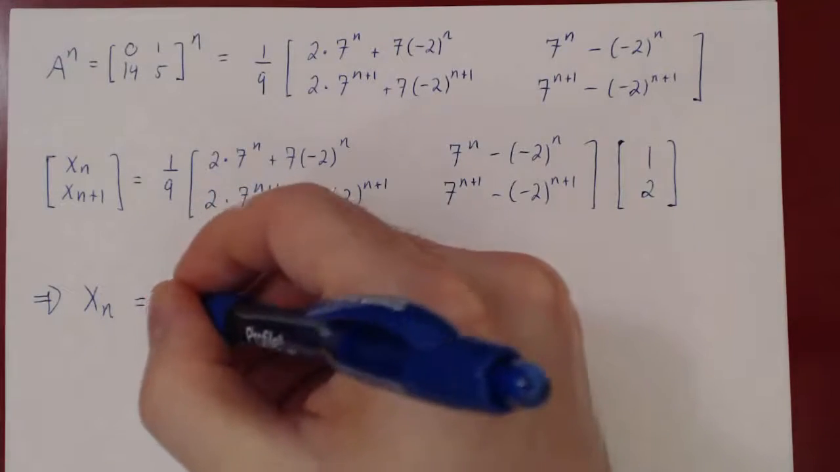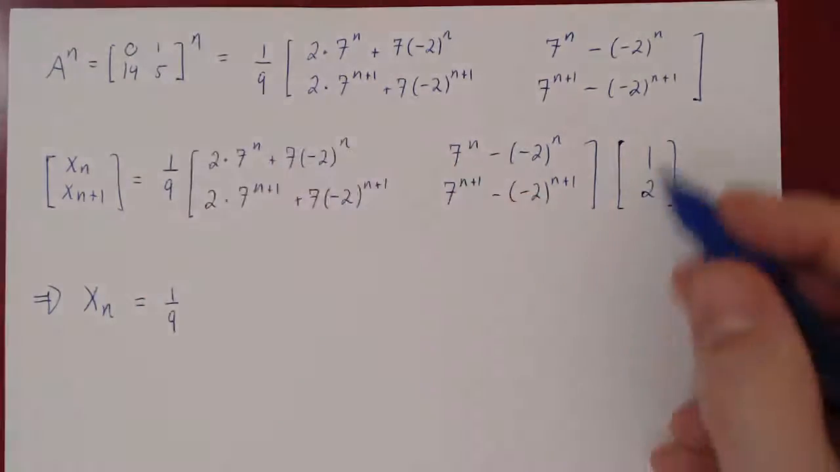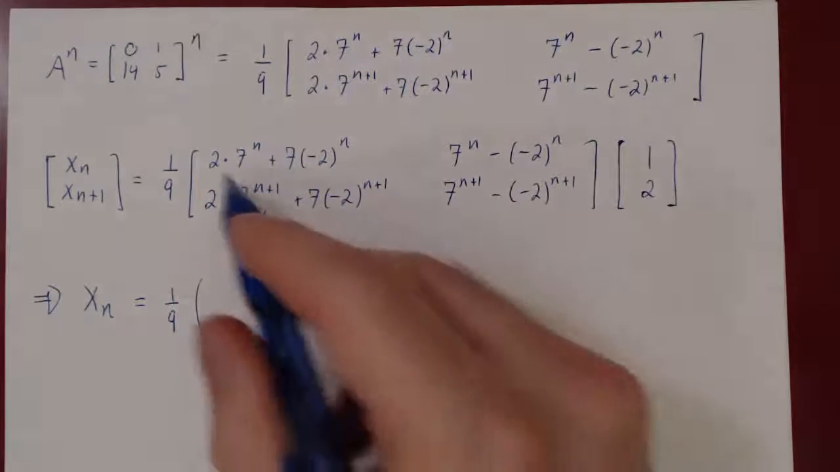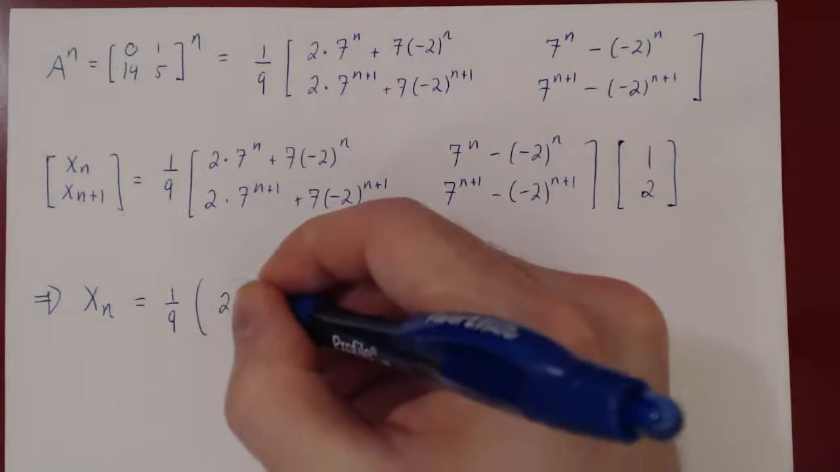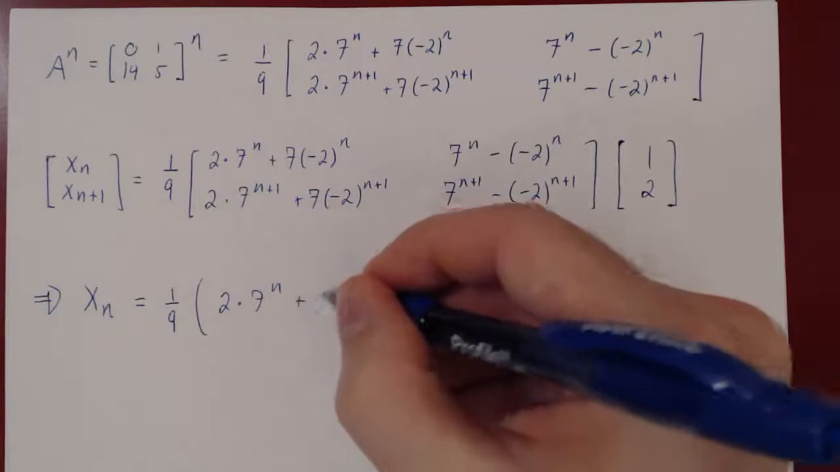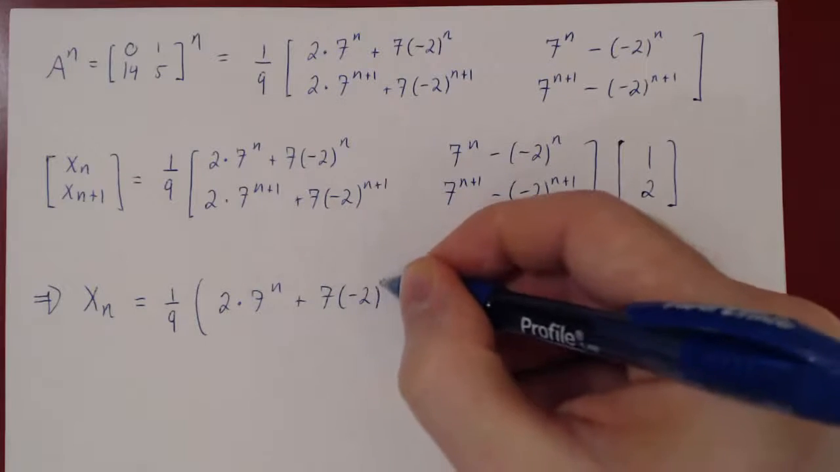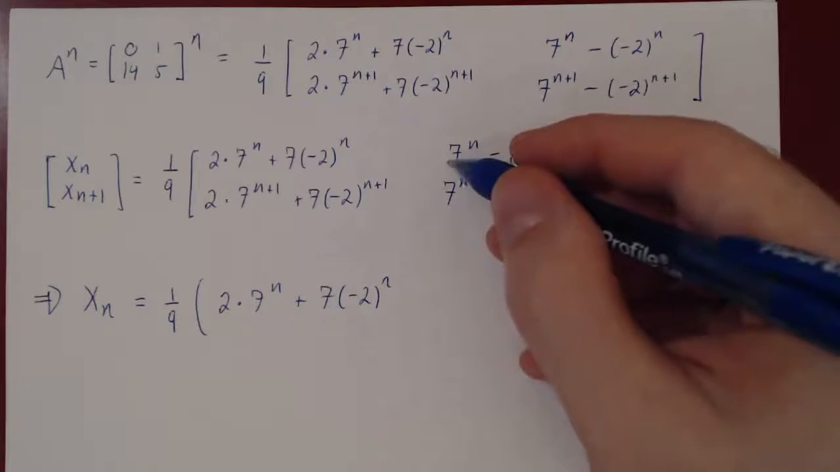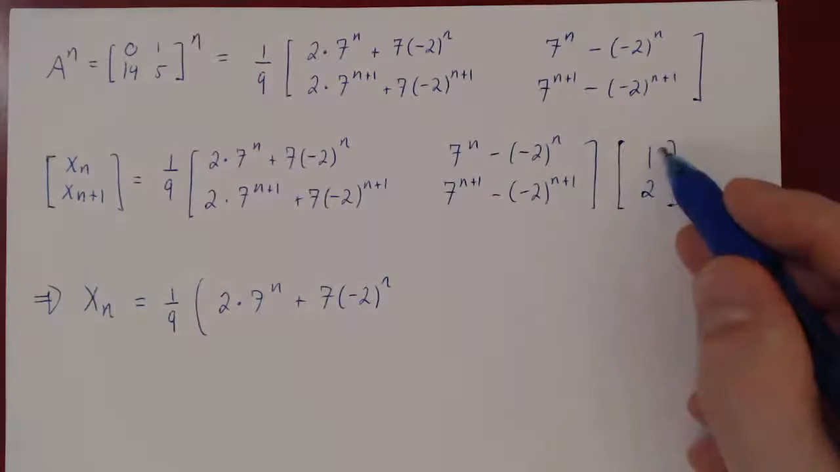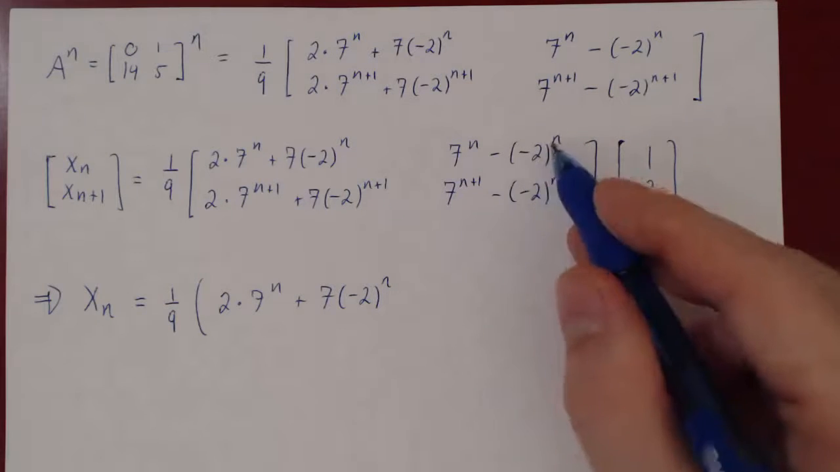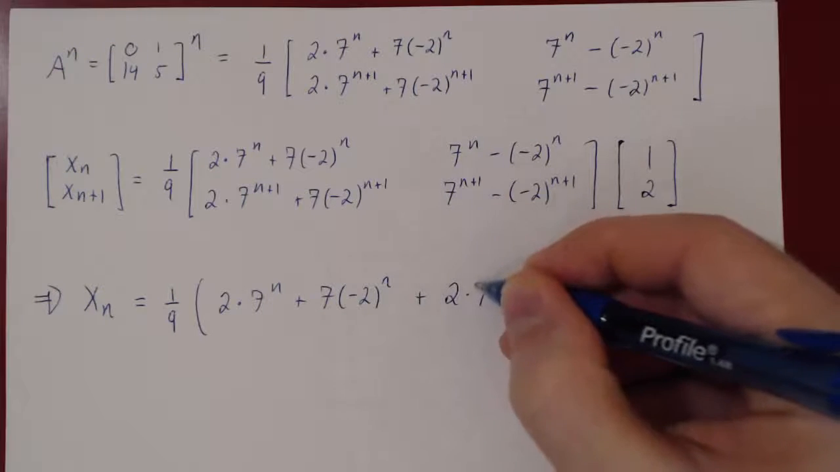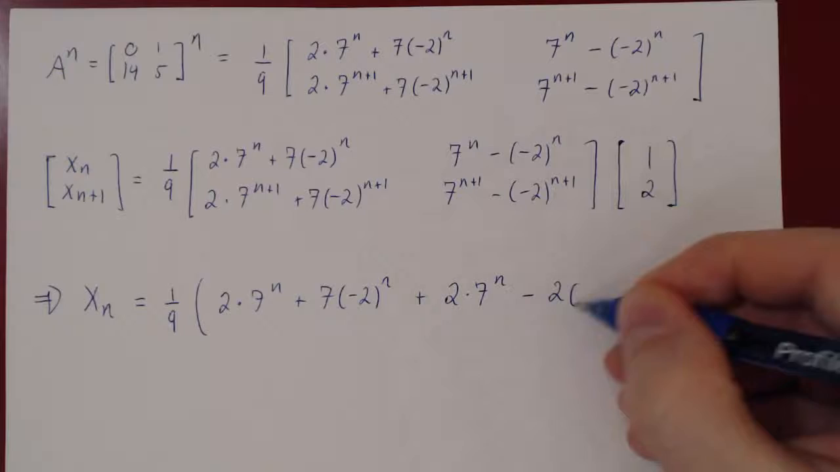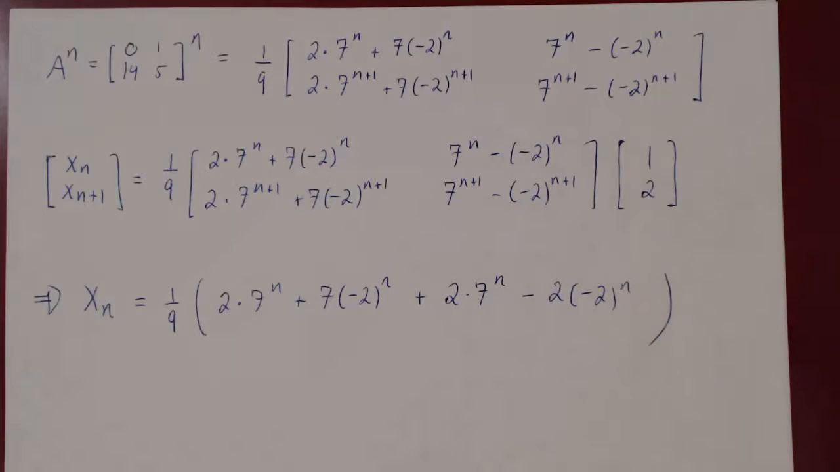So let's compute this. We have 1 over 9. The 1 over 9 multiplies everything. So it'll be 1 over 9 times, well, the first entry, this, times 1. So it's just this. So 2 times 7 to the n, plus 7 times negative 2 to the n, then plus this entry times this one, plus this entry times this one. So plus 2 times 7 to the n, minus 2 times negative 2 to the n. And this is now the nth term of your sequence for any n.